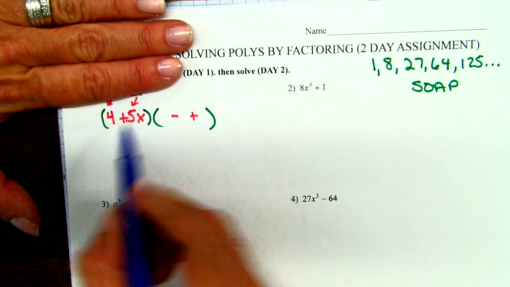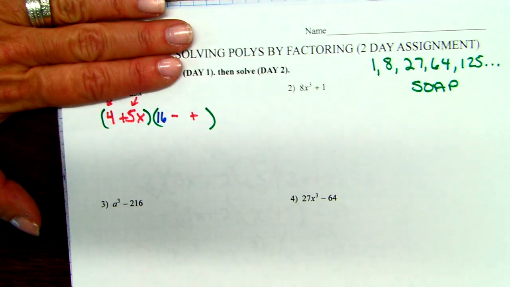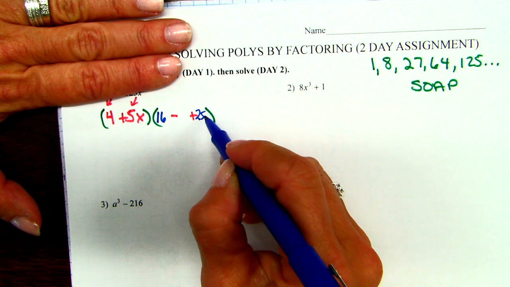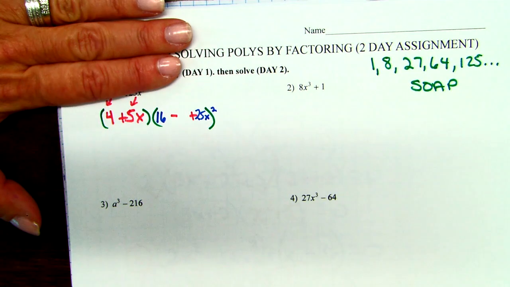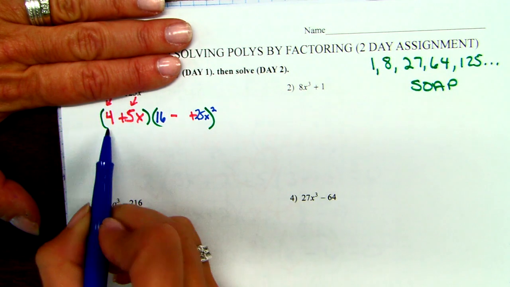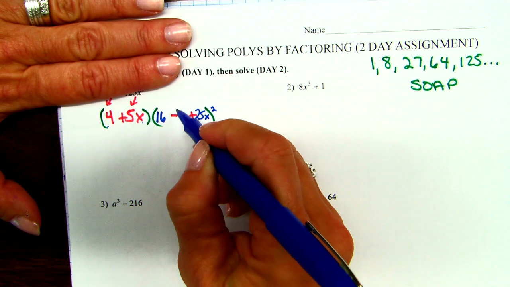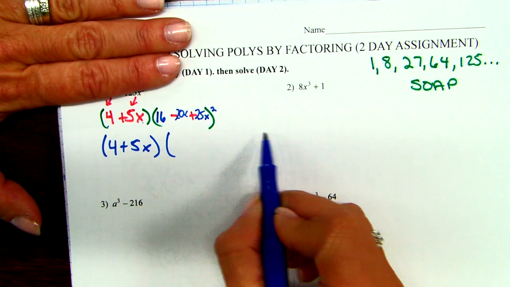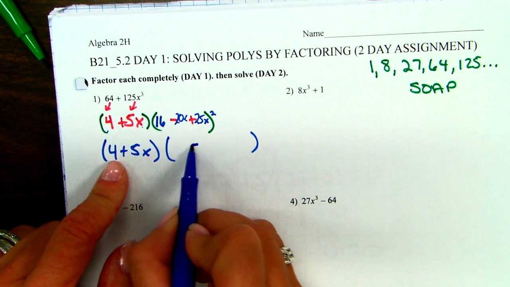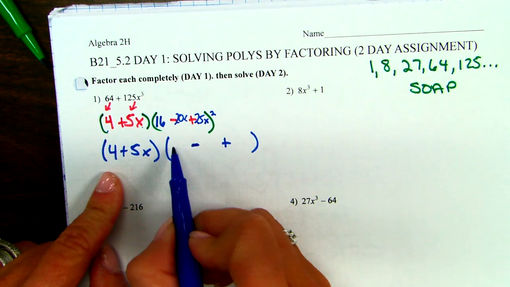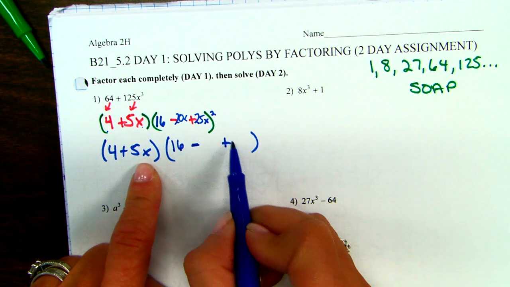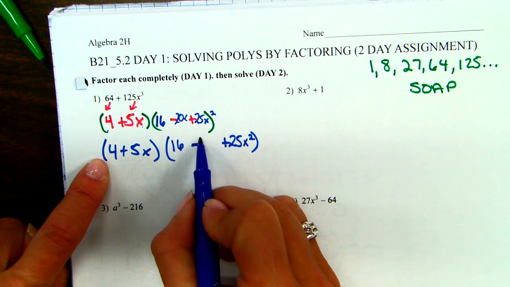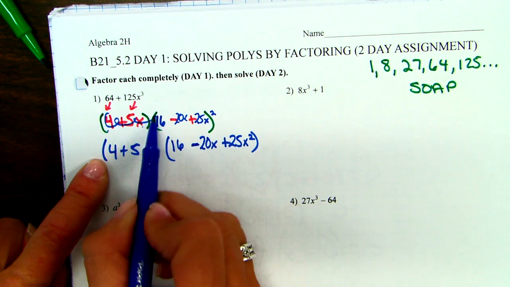I don't know why I made this so small. Okay? 4 squared, 16. 5x squared, 25x squared. Multiply those two together, you get 20x. I'm just mad that I wrote it so small. Let me write it bigger. So I had a minus, had a plus. Square the 4, 16. Square the 5x, 25x squared. Multiply those two together, 20x. That was just kind of messy.